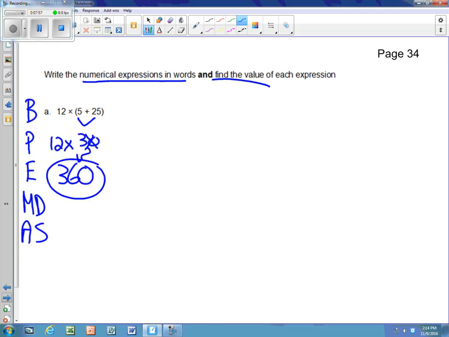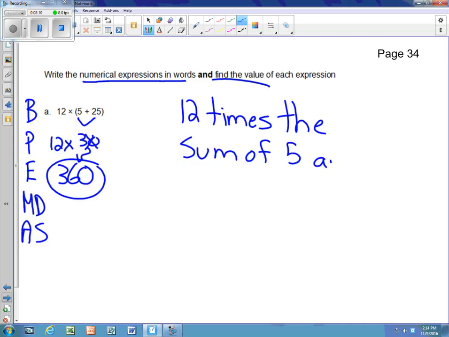Now we're going to write this in words. This is 12 times, and in parentheses they found the sum. So it is the sum of 5 and 25.